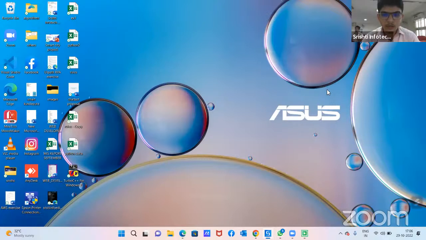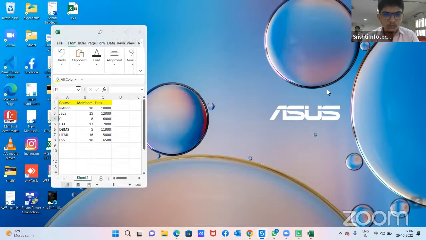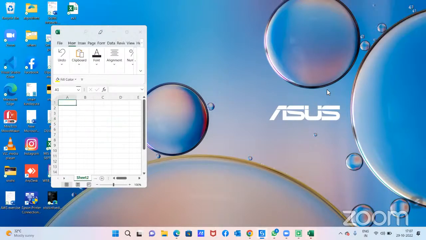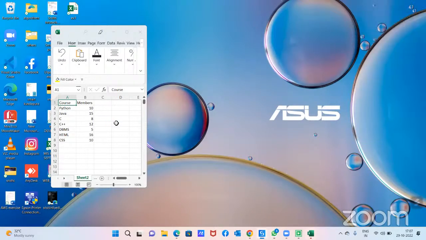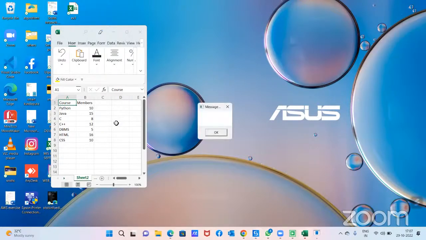It's running in the background. Okay. So all the data is copied from the first sheet and it will be pasted in the second sheet in the same file. So I have only selected the first two columns. So only two columns will be selected and pasted to the second sheet. Very good. Very nice. And now it's done. So it's the message box.